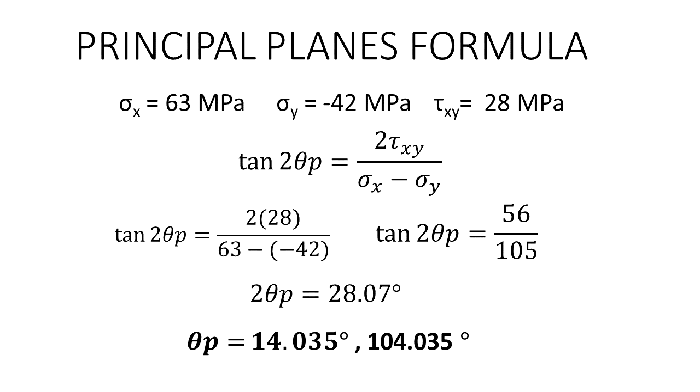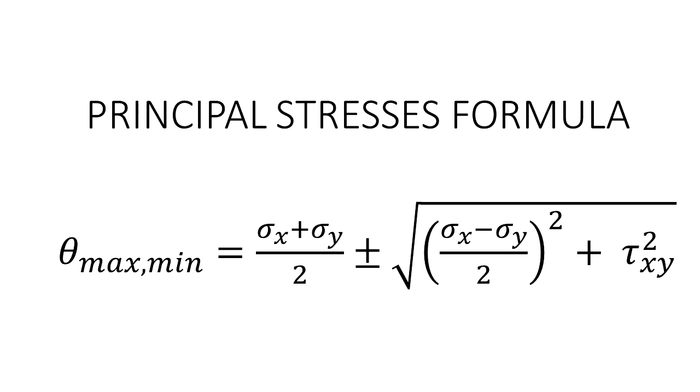In case you are wondering why we added 90 degrees to theta on our principal plane, it is because the difference between the two thetas is 90 degrees. Therefore, we added 90 to our final answer, 14.035, which turns out as 104.035. Moving on to letter B of the problem, for the second part of our problem, we must first recall the formula of the principal stresses.